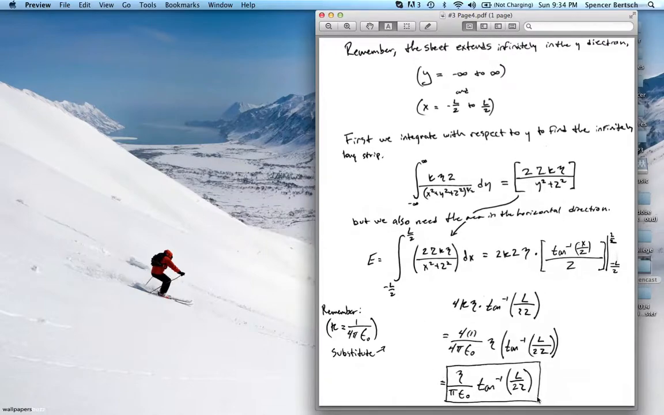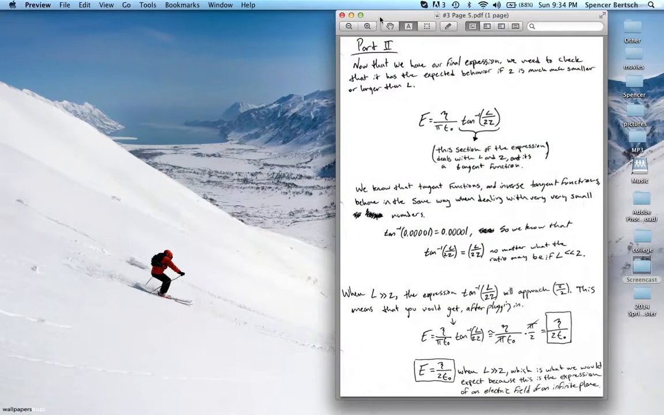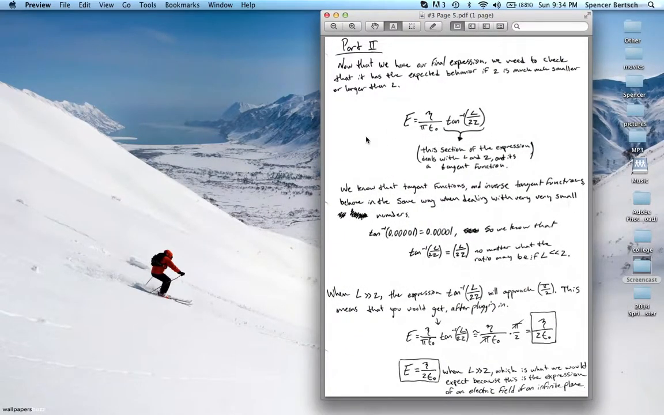and that's the answer. That's the expression that you use in order to calculate the electric field at a distance z away from the center line of an infinitely long charged sheet. And then there's a last part which asks if Z is much smaller or much larger than L, does it still hold? Is it still a valid expression?